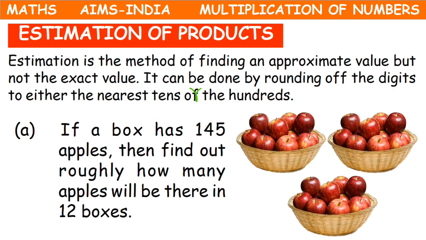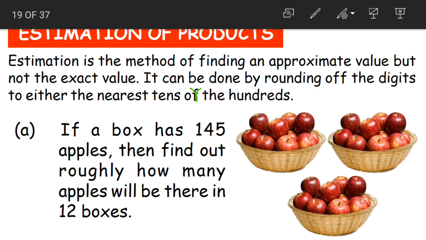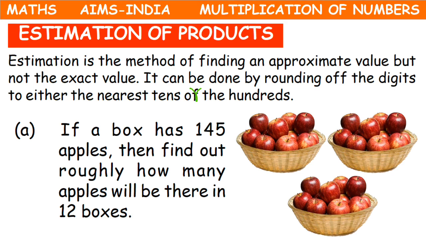What do we learn about now? Now we learn about estimation of products. We already know what a product is here. Product is the answer that we get from multiplication. Now what is this estimation? It is the method of finding an approximate value but not the exact value. Means what children?